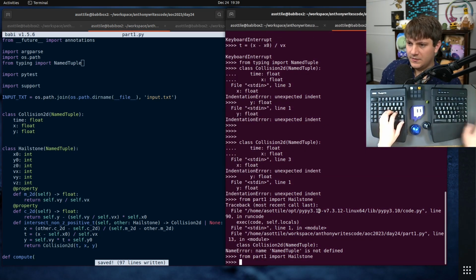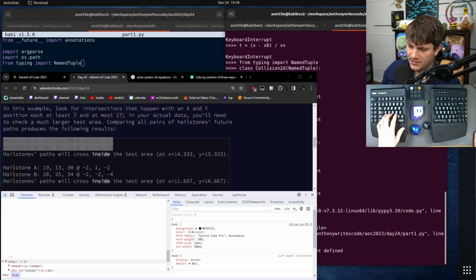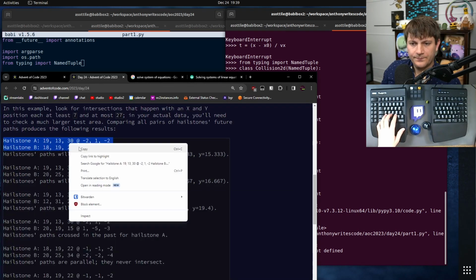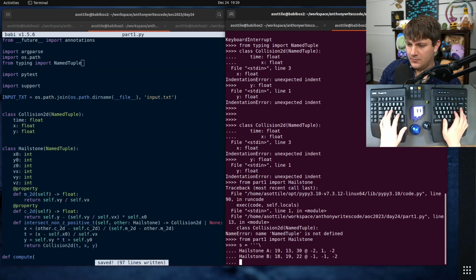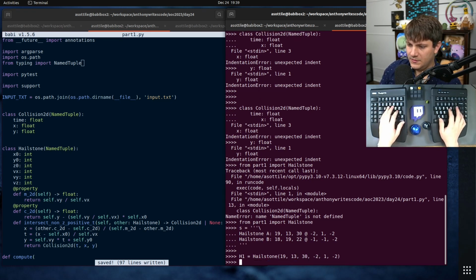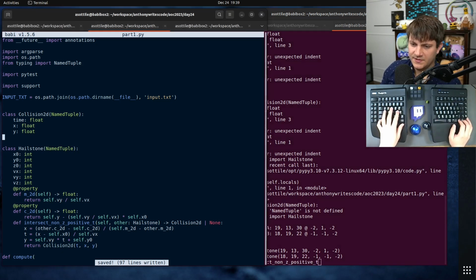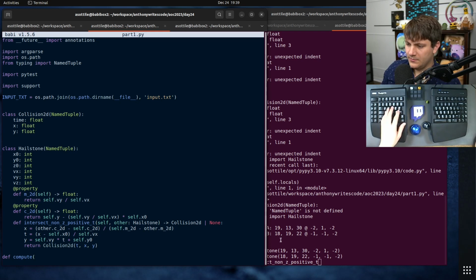Okay, so we get our example ones. Do it again. Okay, so H1 is equal to hailstone 19, 13, 30, negative 2, 1, negative 2. H2 is hailstone 18, 19, 22, negative 1, negative 1, negative 2. H1 dot intersect non-z positive t. Actually, we'll just say non-z. We don't have to do this, but well, we already wrote it out.